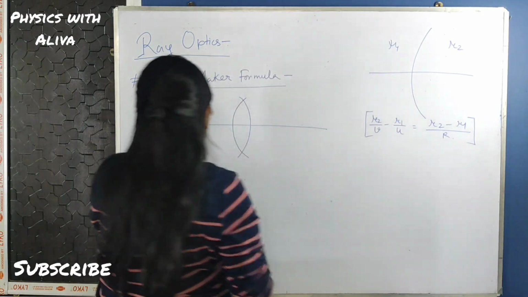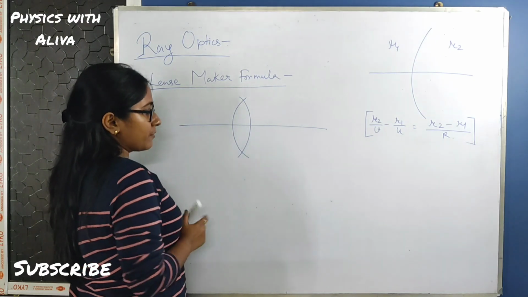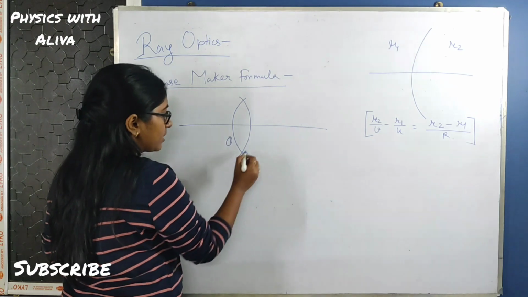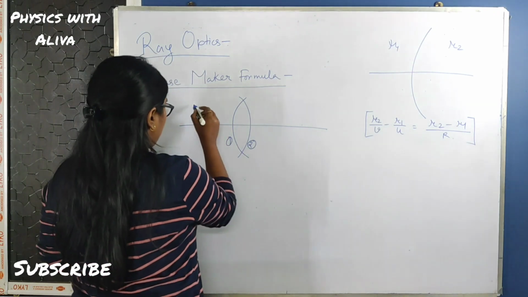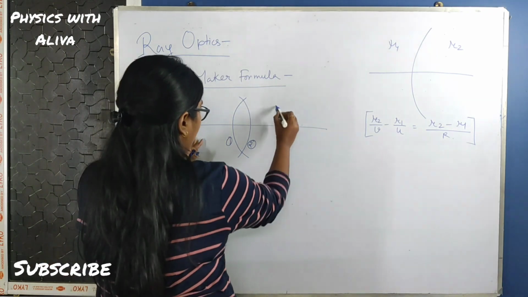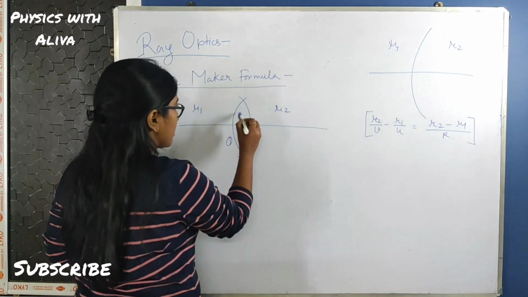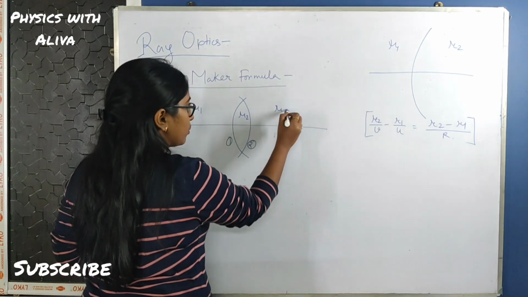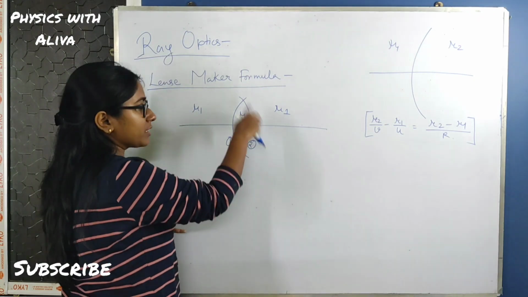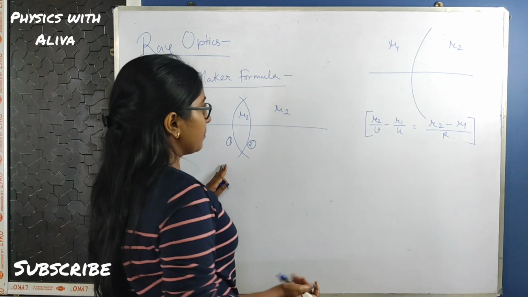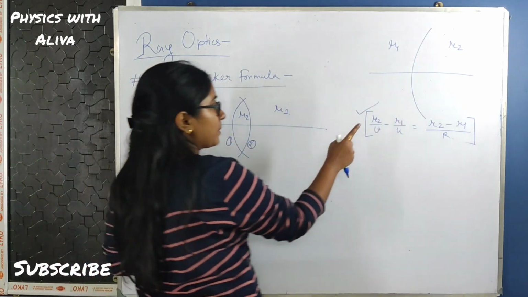Here we have to consider a lens. This is a biconvex lens. Here two spherical surfaces are present. This one is the first spherical surface and this one is the second spherical surface. The refractive index of the first medium and the third one is mu1, and the refractive index of the medium of the lens is mu2. So we will apply this formula for the first spherical surface once and for the second spherical surface once.